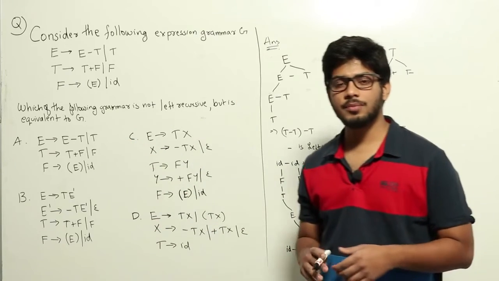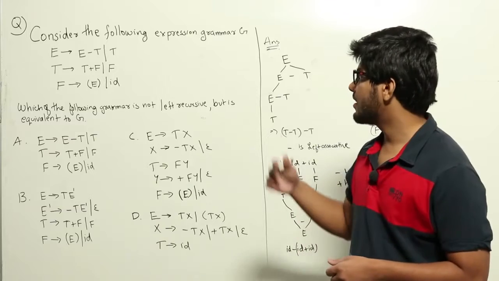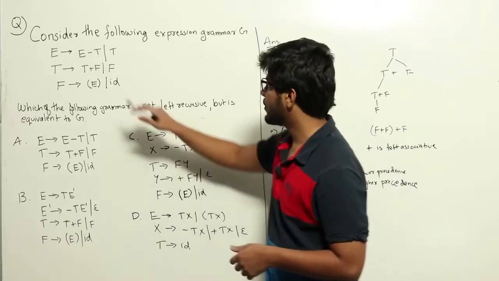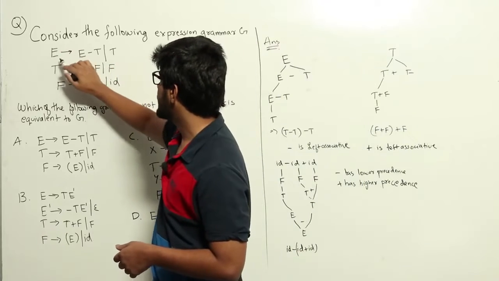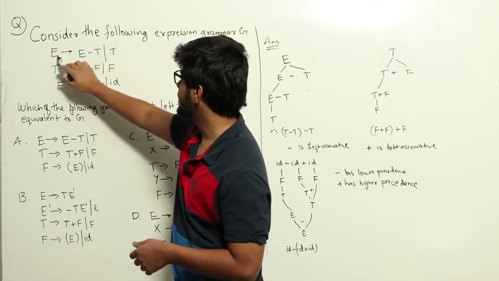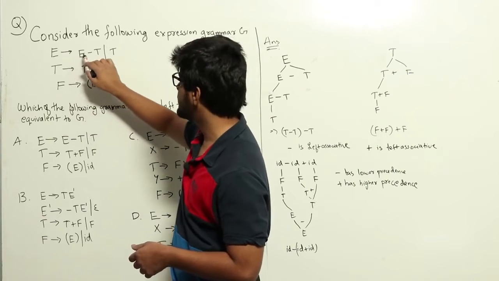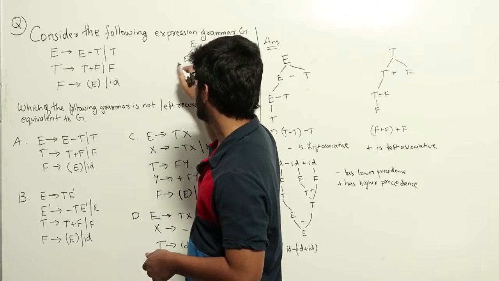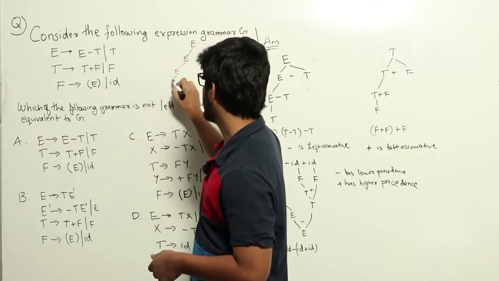So this is a question from the compiler design topic regarding left recursion in grammars. So what does left recursion mean? If you look at this first production, E gives E minus T. So if you see, E gives E itself again. Now this E can again give E only, like this. E gives E. Now this E can again give E.